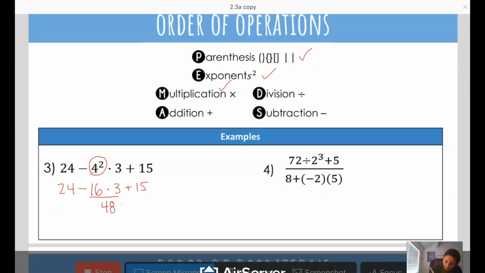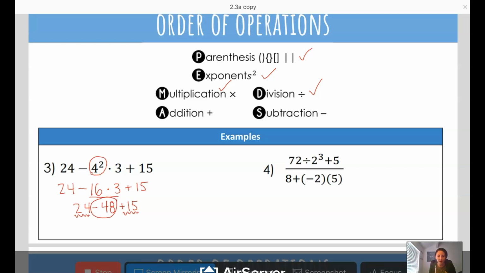And then bring down everything else. So bring down that plus 15 and the 24 minus. So now we have 24 minus 48 plus 15. Okay, is there division? No, so we're done with that. Now we have addition and subtraction. So we can just look at it as positives and negatives. So we have positive 24, negative 48, and then positive 15.